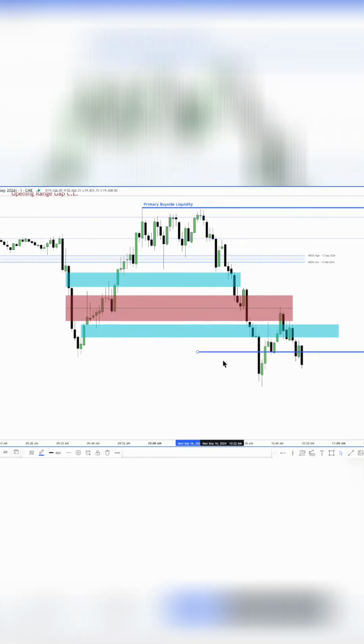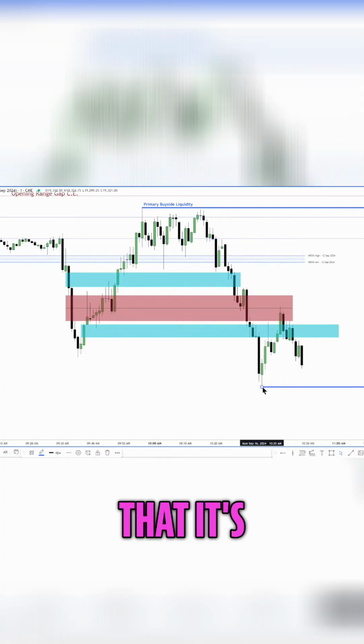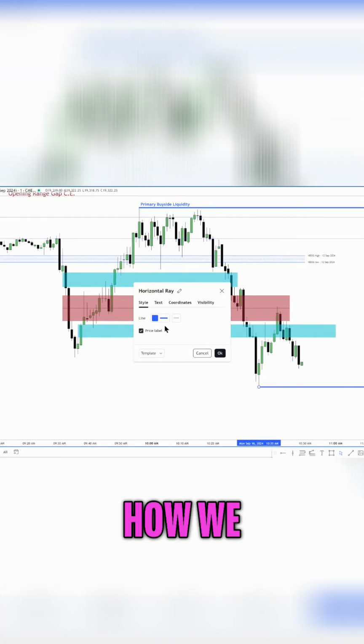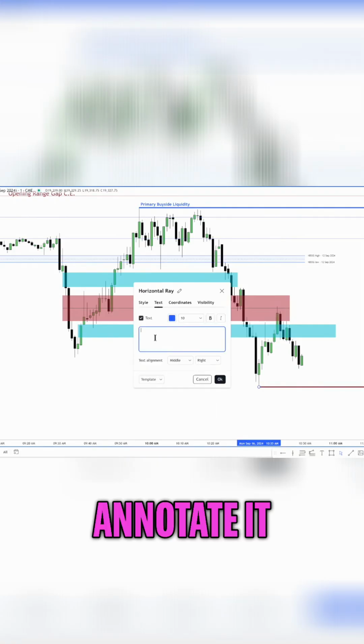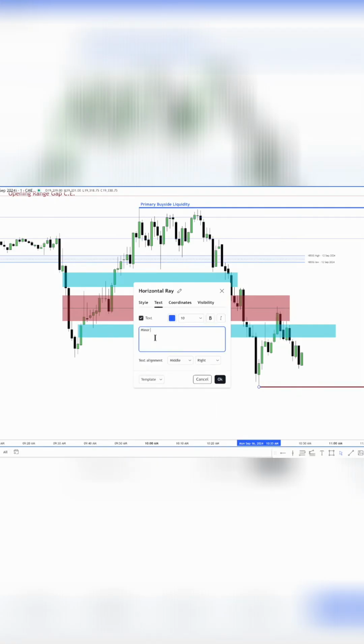It doesn't mean it can't soup it. It just means that it's a lot more meaningful how we trade around it. And I'll explain this second. Give me a second. I'll have to annotate it. Bottom left.